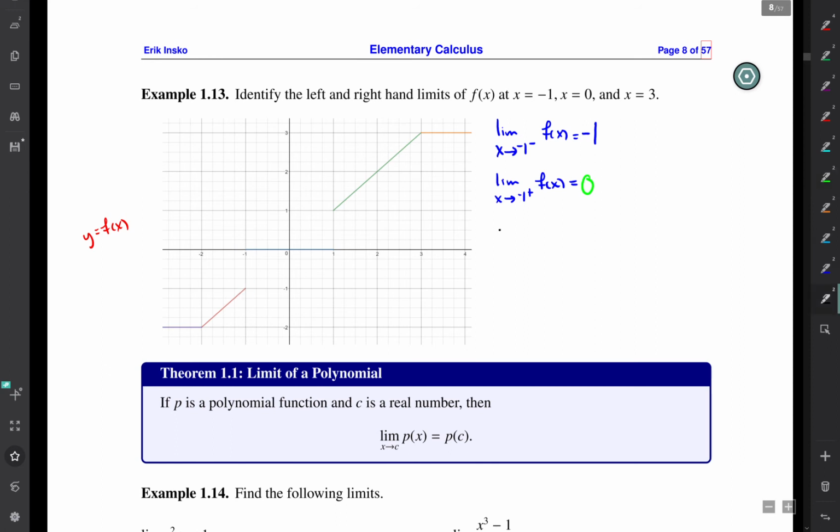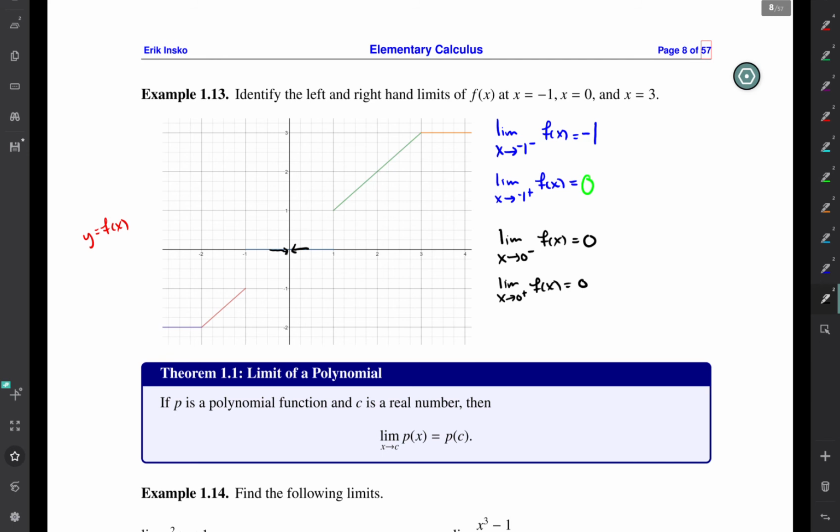Now if I want to calculate the limit as x approaches 0 from the left, then I look at the points just to the left of 0, and I see that the y values are 0, which makes sense because this function is constant. It's 0 between -1 and 1. And then in this case, the limit as x approaches 0 from the right is also 0, because when I look at the values just to the right of 0, this function gives me a value of 0.